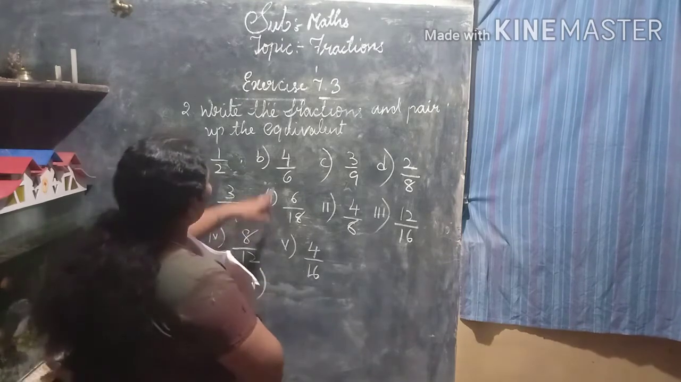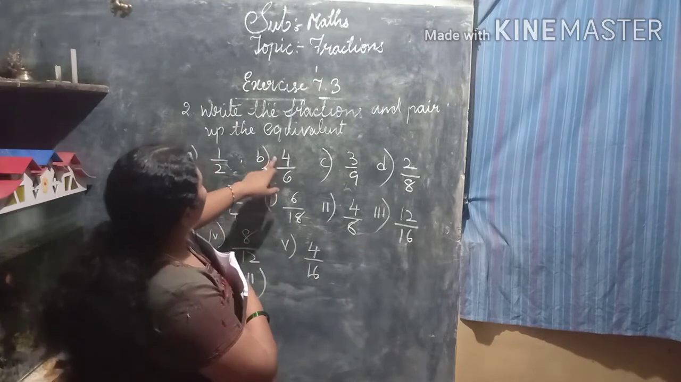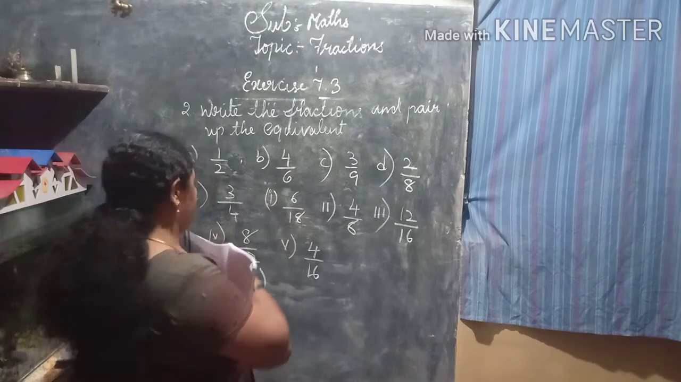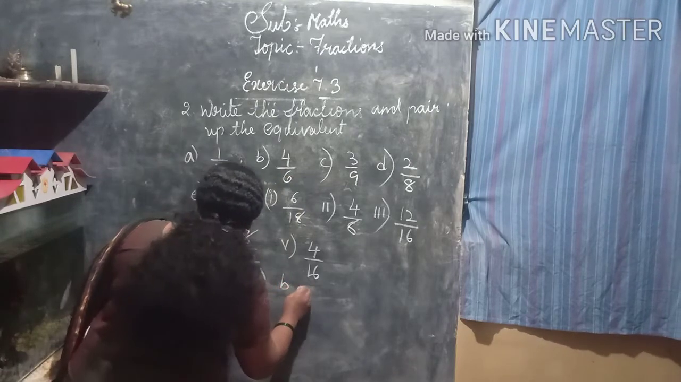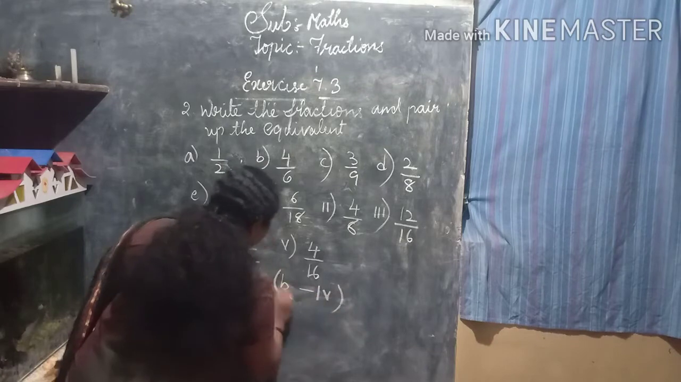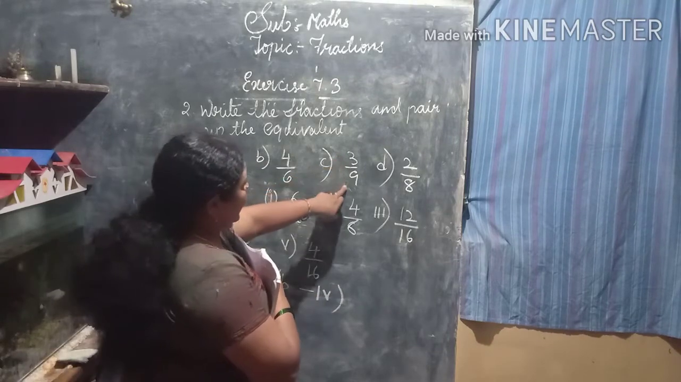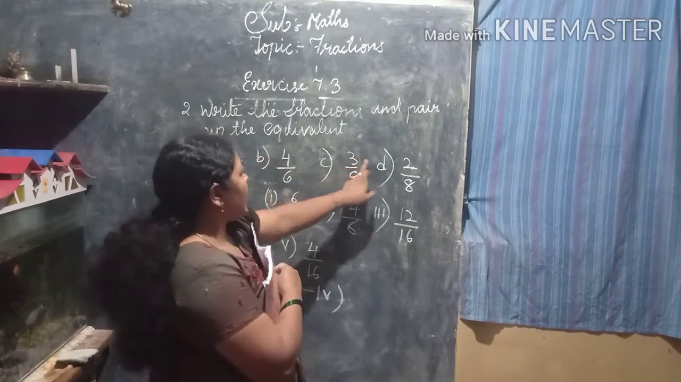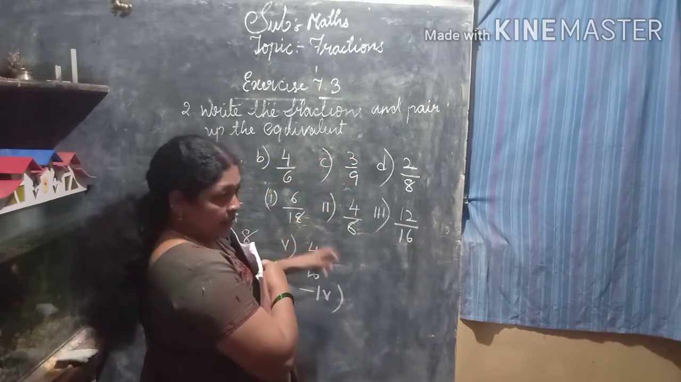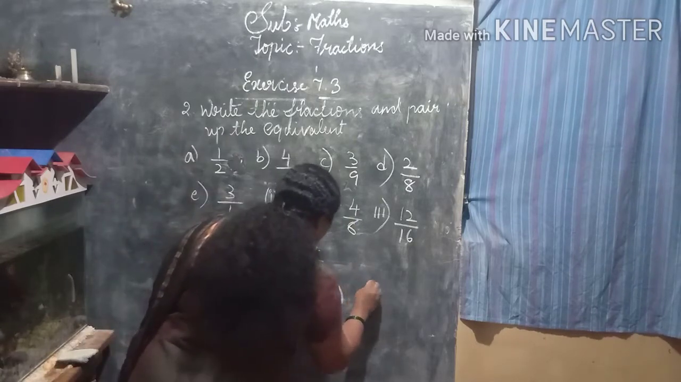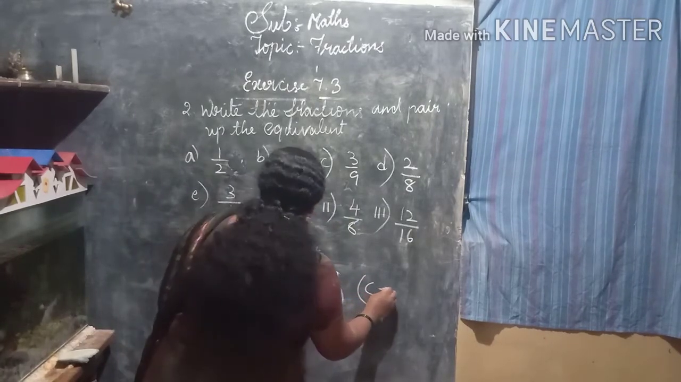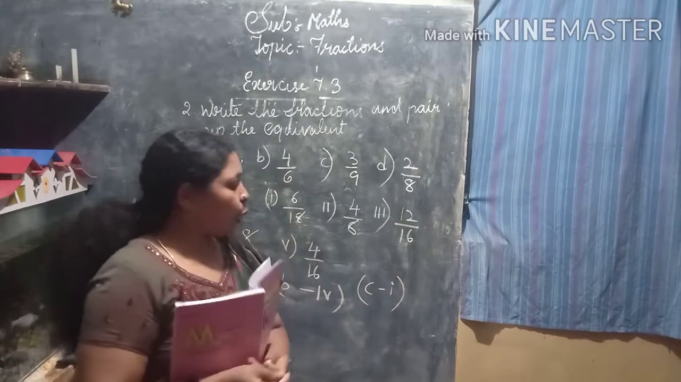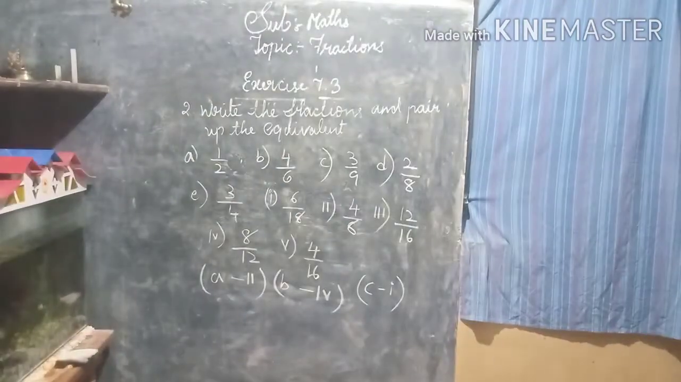One pair. 4 by 6. 4 2s are 8. 6 2s are 12. Is there any 8 by 12? Yes. So B is equivalent to 4. Then 3 by 9. 3 2s are 6. 9 2s are 18. Isn't it? So we have C equivalent to 1. C is equivalent to 1.